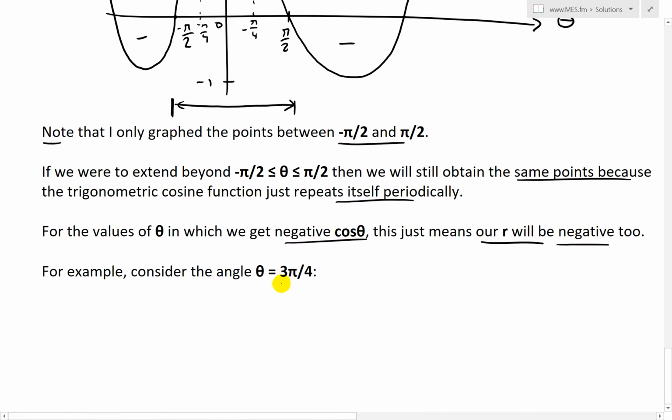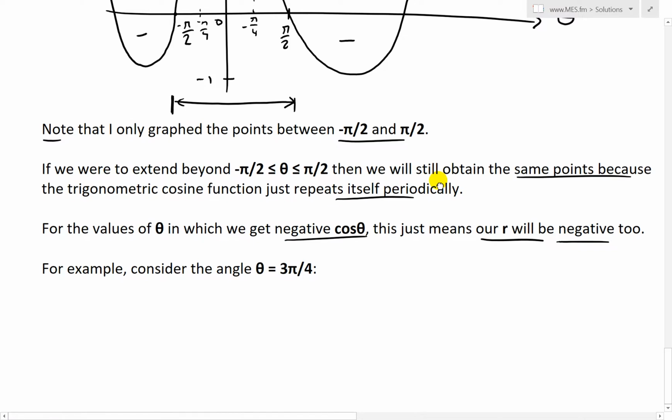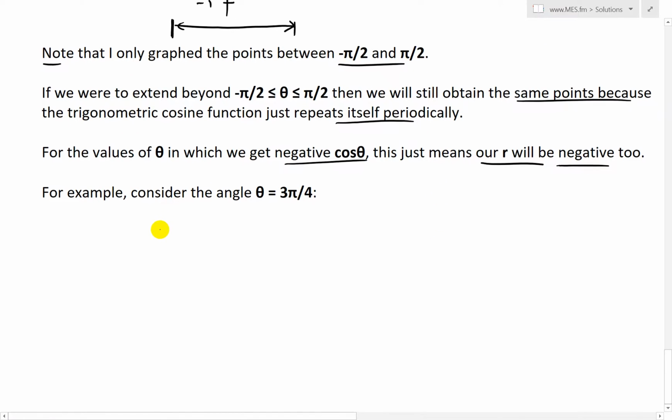For example, consider the angle theta equals 3 pi over 4. Now this angle 3 pi over 4 is the same thing as 2 pi over 4 plus pi over 4. Just to show you, 2 pi over 4 is just pi over 2. So that's just pi over 2 plus pi over 4.